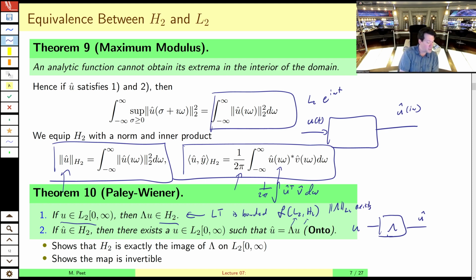Furthermore, we have some additional properties. So it's one-to-one, and it's onto, basically. For every element in H2, there exists an element in L2 which maps to that element in H2. So this space is no smaller than this space. So L2 is not bigger, which is the same thing, than H2. Taken together, this establishes that H2 is precisely the image of the Laplace transform on L2, and furthermore, the one-to-one and onto property establishes that the Laplace transform is invertible, that there exists an inverse Laplace transform. We don't know what it is yet, but these two properties through the Paley-Wiener theorem imply that it exists.